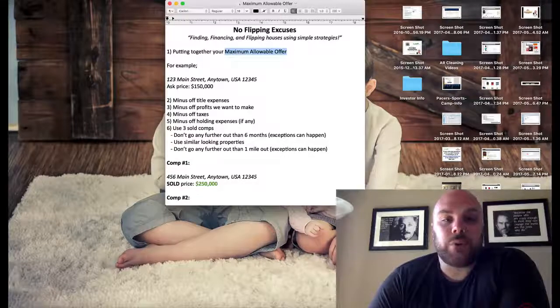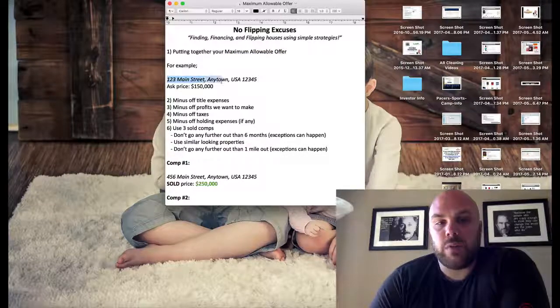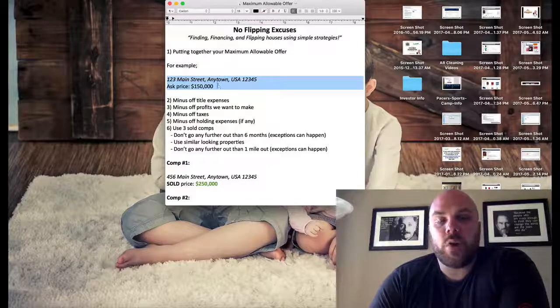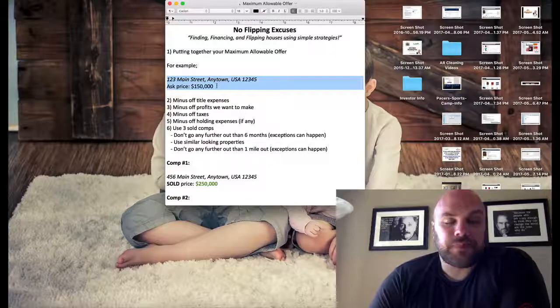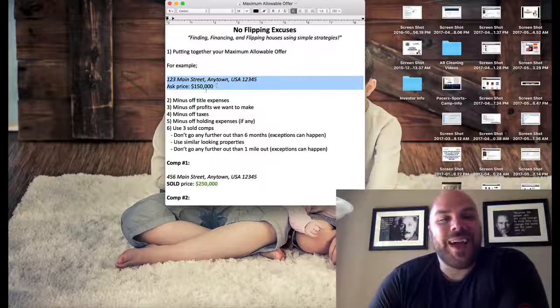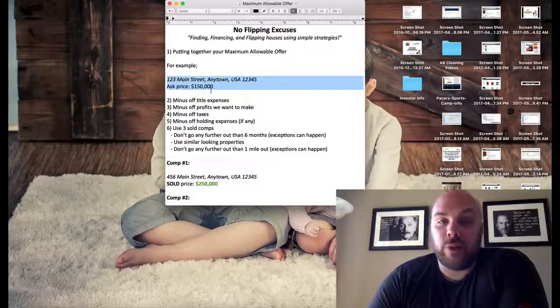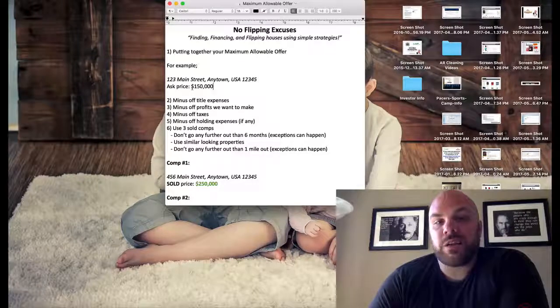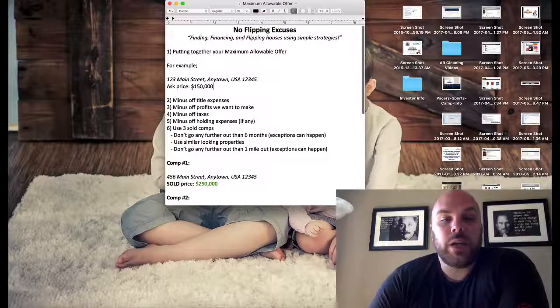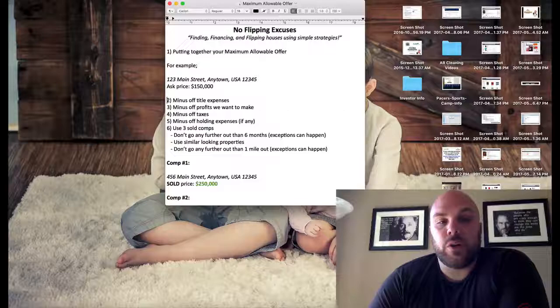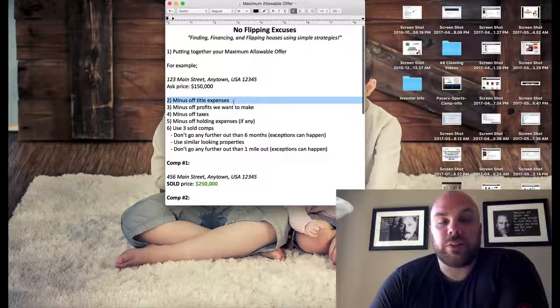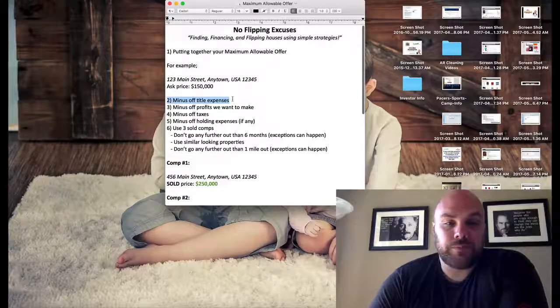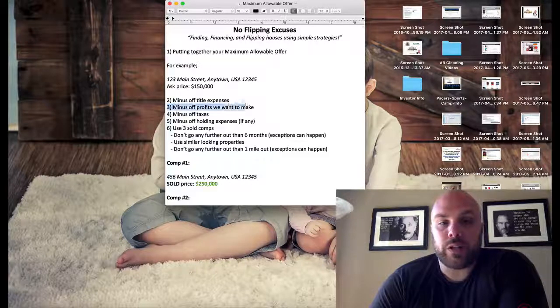Now, for example, what I'm going to be going over on this particular deal is 123 Main Street. Obviously, it's not real. And then we've got ask price 150. So the owner of record is asking for $150,000 on this particular property. Now, what we're going to do is minus off title expenses to arrive at our MAO. We are going to minus off profits we want to make.